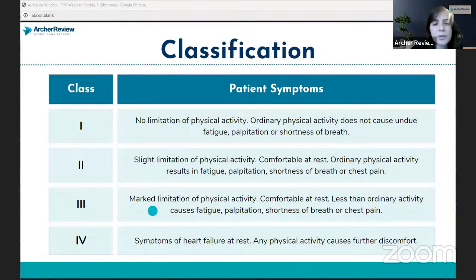So between 2 and 3 is there's slight limitation. They're comfortable at rest. They can do their normal activity. And then with 3, they're starting to get more limited, right? They're starting to feel more fatigued with their normal activity, and it's starting to limit their daily activity. So looking at quality of life with these patients is really important.